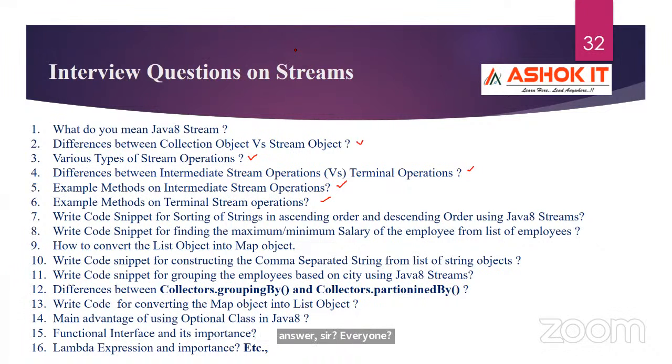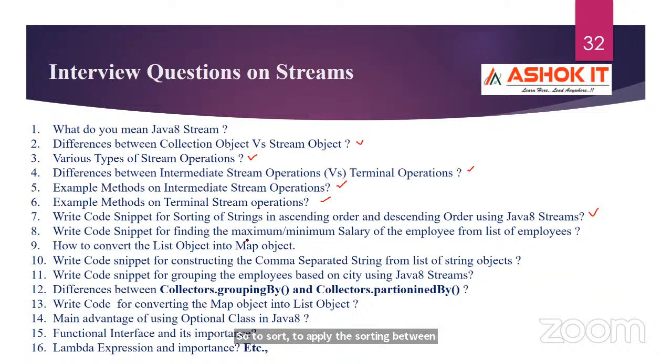What is the importance of Java 8 streams? What is the difference between collections versus streams? What are the different stream operations? Differences between intermediate versus terminal? What are the example methods of intermediate and terminal operations? Then, as I already told you, write a code snippet for sorting strings in ascending and descending order using Java 8 streams. Just now I showed you, right? Using the sorted method, you can apply sorting to strings.